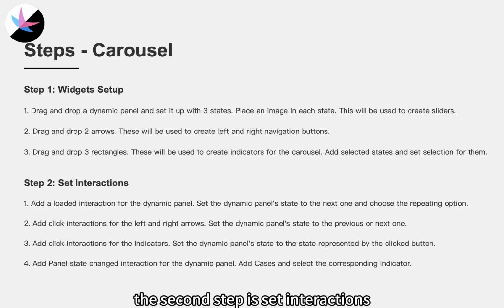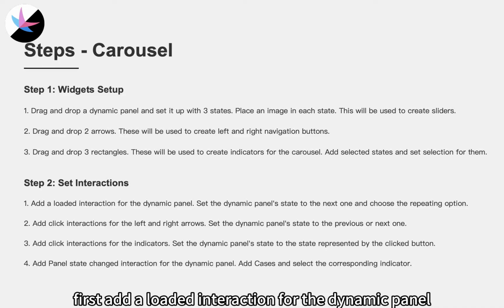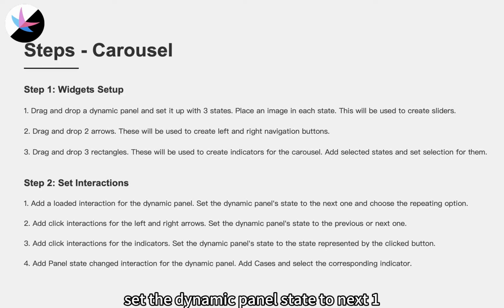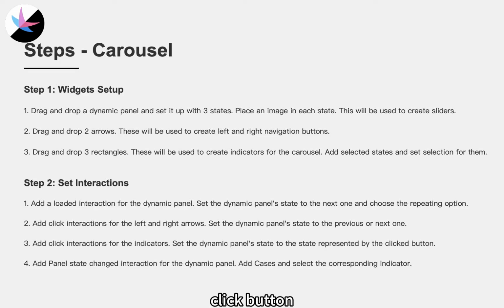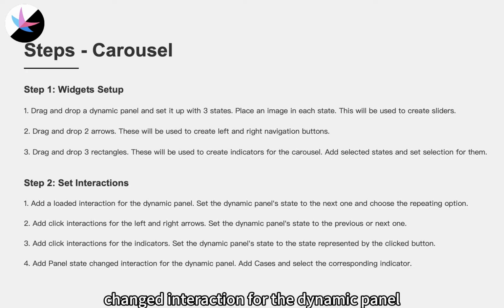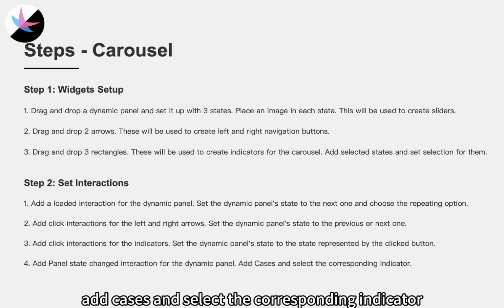The second step is set interactions. First, add a loaded interaction for the dynamic panel. Set the dynamic panel state to next one, choose the repeating option. Second, add click interactions for the indicators. Set the dynamic panel state to the state represented by the clicked button. The last step is add a panel state changed interaction for the dynamic panel. Add cases and select the corresponding indicator.